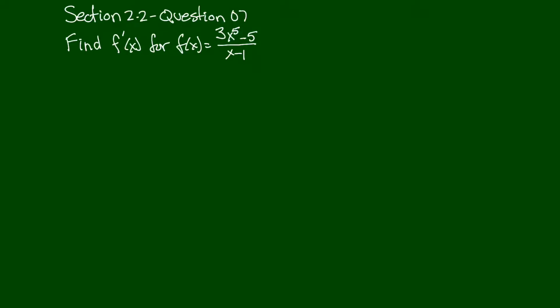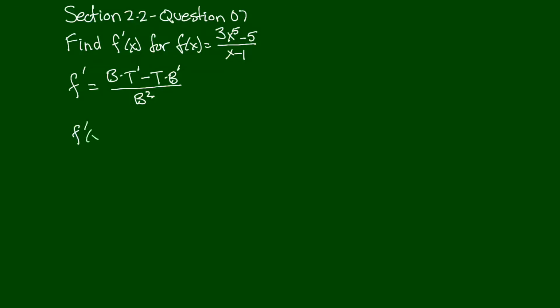We have a quotient here in number 7. We've got a numerator and a denominator. Let's use the quotient rule. So I'm going to write a template, as I always do. F prime is equal to the bottom times the derivative of the top minus the top times the derivative of the bottom, all over the bottom squared. Let's see where that takes us.